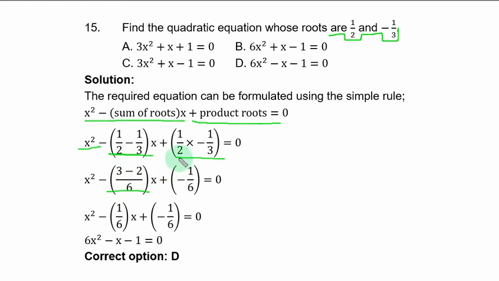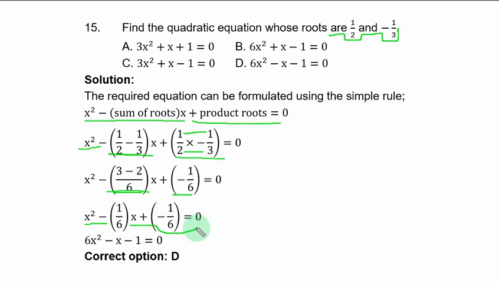In multiplication, you don't find the LCM. You multiply numerator against numerator and denominator against denominator, and you have minus 1 over 6. So if you subtract the terms in the bracket under sum of roots, you have s squared minus 1 over 6 times s plus bracket open minus 1 over 6 bracket close equal to 0.